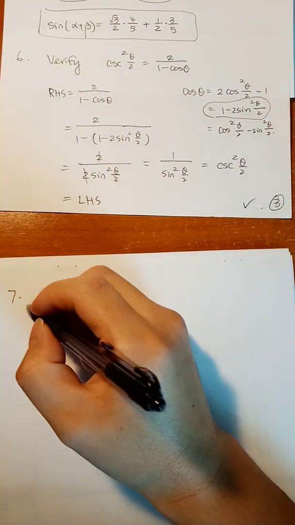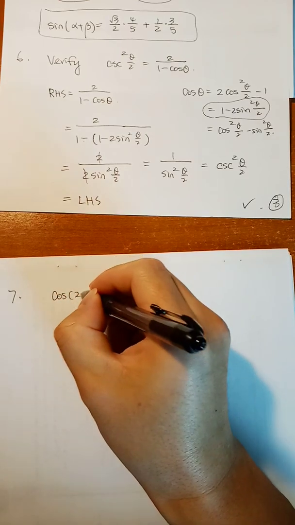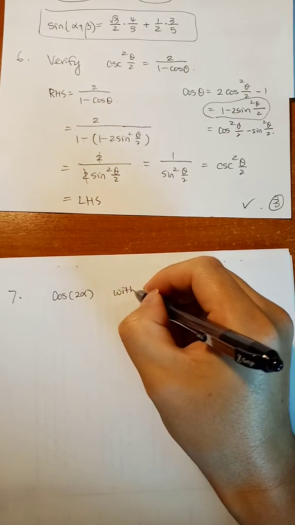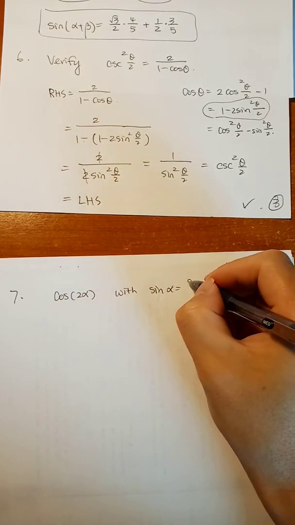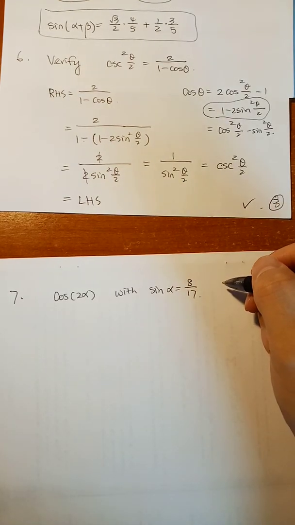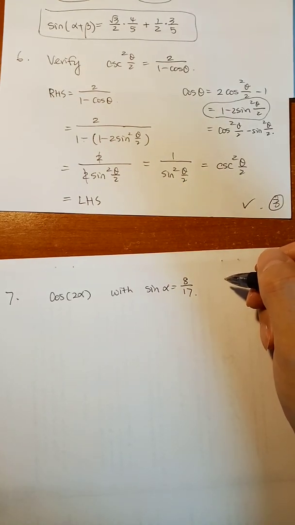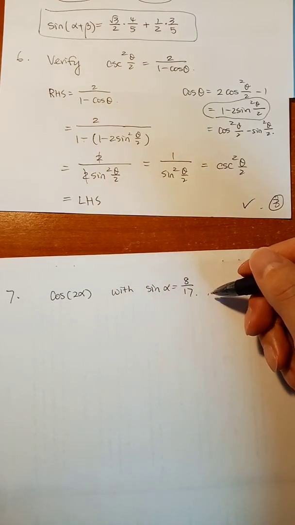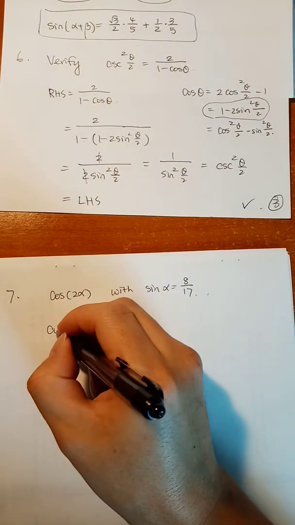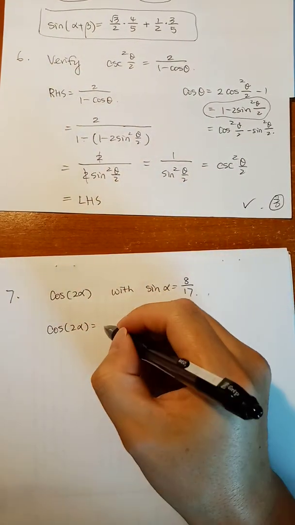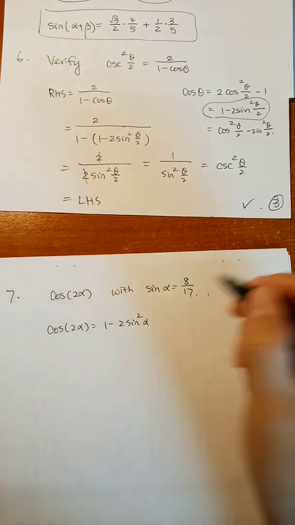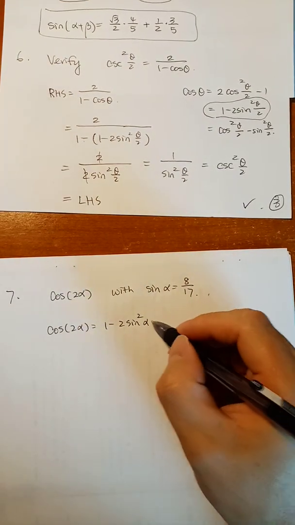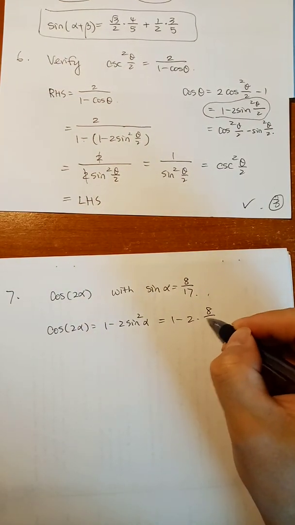Problem 7. Find the exact value of cosine 2 alpha, where sine alpha is equal to 8 over 17, alpha in the second quadrant. Technically, for this problem, we don't need the last condition, alpha in the second quadrant, because cosine 2 alpha is 1 minus 2 sine squared alpha. It only depends on sine alpha, it does not depend on cosine. So it's 1 minus 2 times 8 over 17 squared.